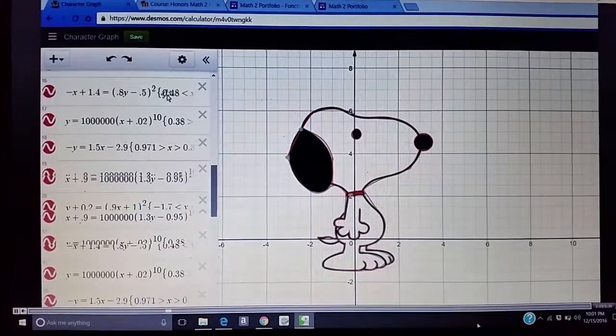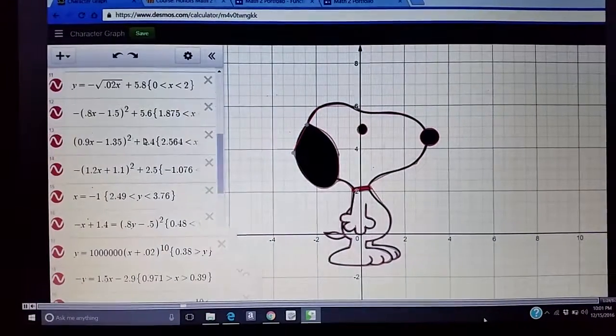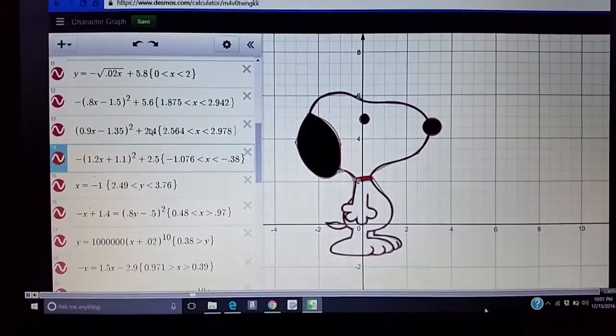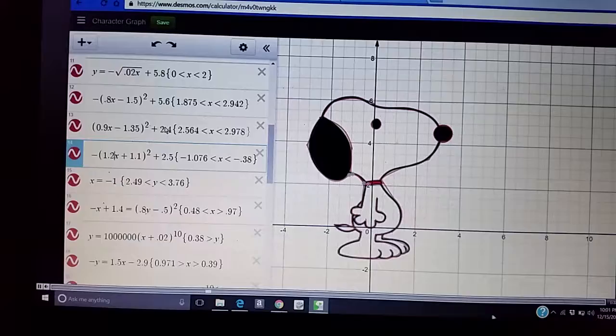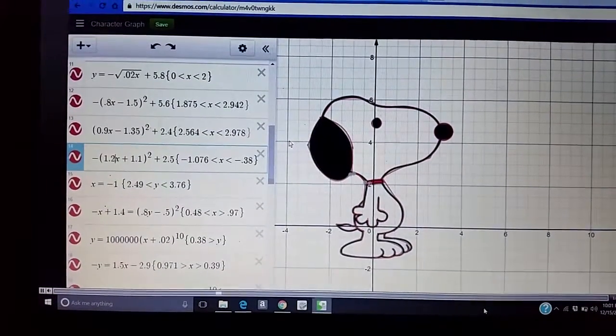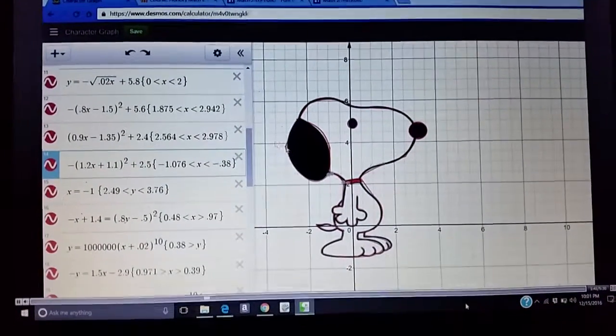And then my next function, my quadratic function, is number 14 with the Snoopy in. Number 14 right here. And it is negative 1.2x plus 1.1 squared plus 2.5. And I put barriers in to fit it to his neck right here.